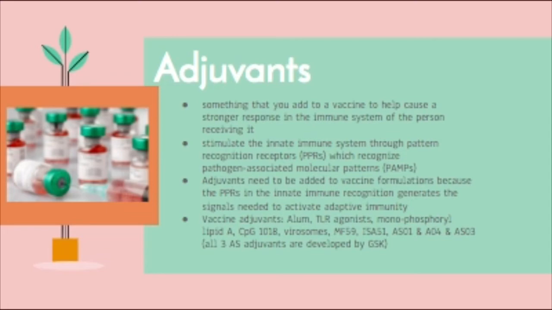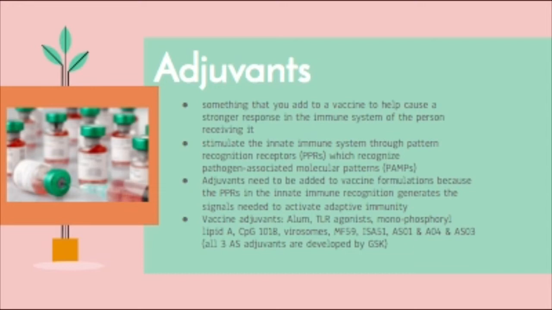After he discovered the positive effects of these adjuvants, there was another discovery that diphtheria toxoid precipitated with aluminum salts caused a significant increase in the immune response. Up until about 20 years ago, aluminum salts, or alum, were the main adjuvant used in vaccines. Adjuvants need to be added to a vaccine formulation because the PRRs in the innate immune recognition generate the signals that are needed to activate adaptive immunity.